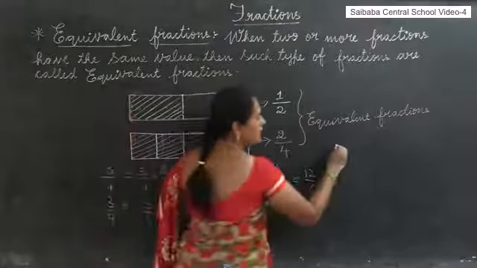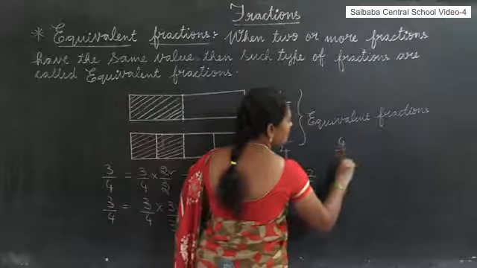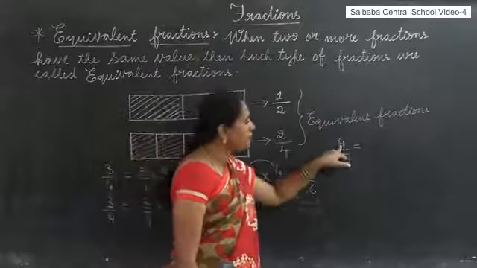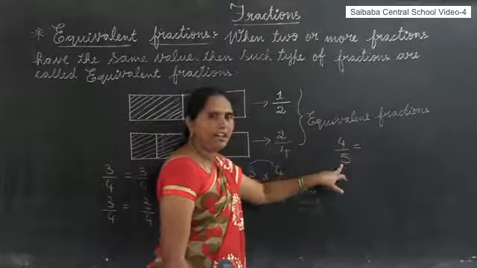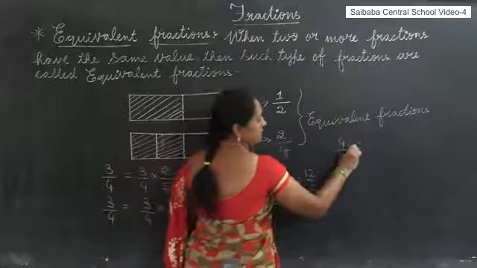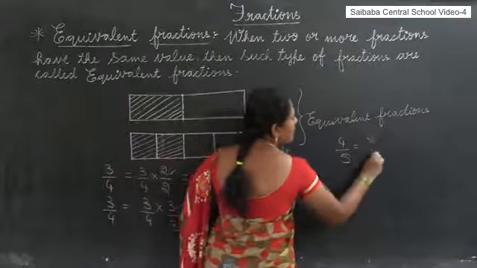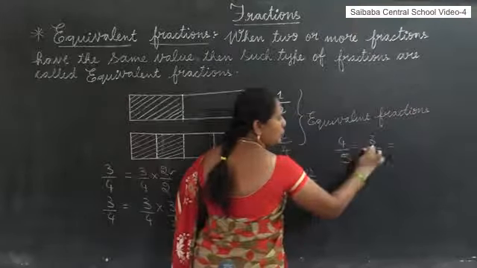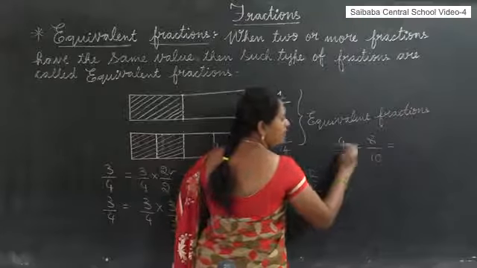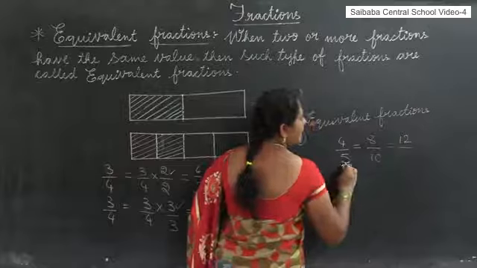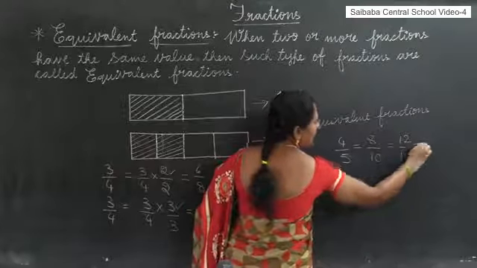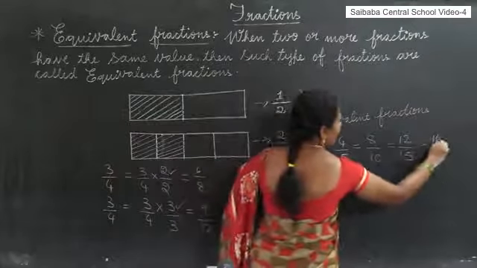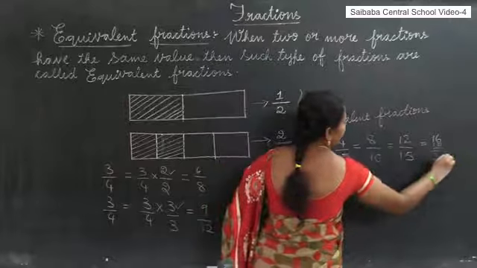Now say, what are the equivalent fractions of 4 by 5? First multiply numerator by 2 and denominator also by 2. 4 2s are 8, by 5 2s are 10. This is one equivalent fraction. With 2 completed, now multiply with 3. 4 3s are 12, by 5 3s are 15. With 3 completed, now multiply by 4. 4 4s are 16, by 5 4s are 20.